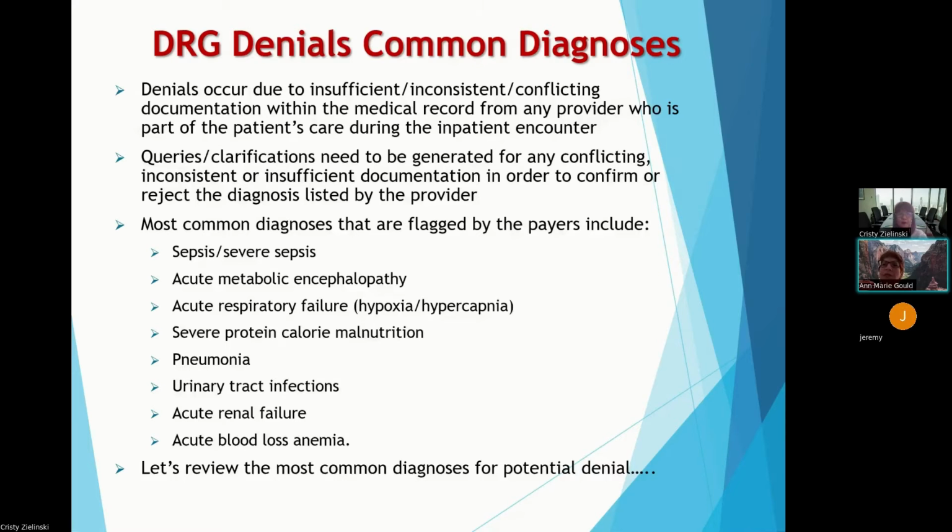So what are our red flag common diagnoses that we see? Sepsis, severe sepsis, your acute metabolic encephalopathy, of course, your acute respiratory failure, whether it's hypoxic or hypocapnia. Severe protein calorie malnutrition is another one, as well as pneumonias, UTIs, even acute renal failure and acute blood loss anemia, believe it or not. So let's review some of the most common diagnoses for potential denial.